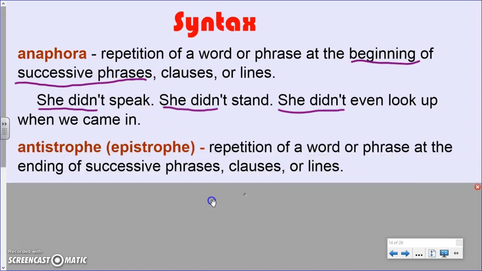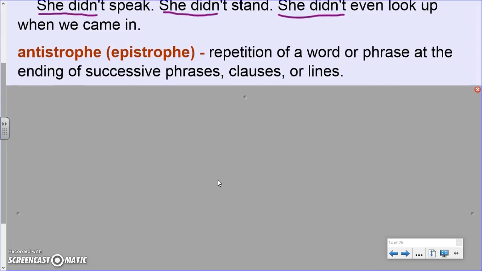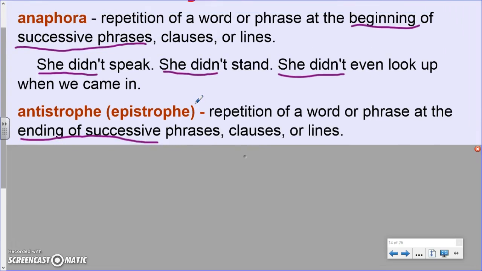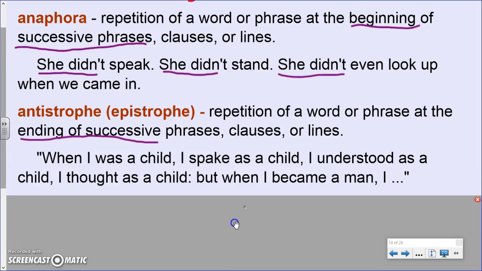The next one we have is antistrophe, which is also noted as an epistrophe. I'm going to call it antistrophe, but I'm giving you epistrophe because sometimes on the AP test they will slip and call it an epistrophe even though they are the same exact thing. So I'm just prepping you now for that. An antistrophe is the opposite of an anaphora. It's the repetition of a word or phrase at the ending of successive phrases, clauses, or lines. So unlike anaphora, which has it at the beginning, antistrophe has it at the end.